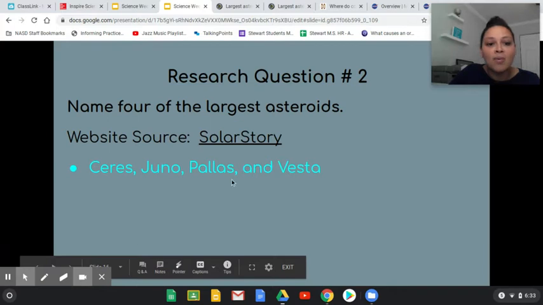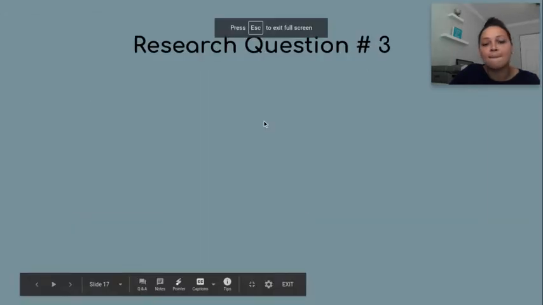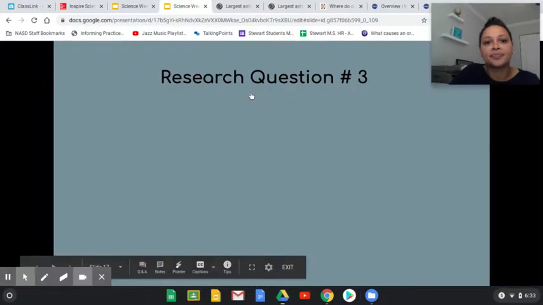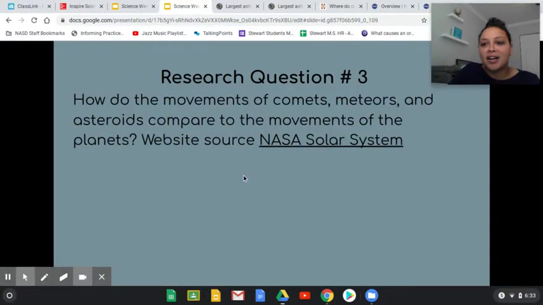All right, we have one more research question. All right, here is our last research question. How do the movements of comets, meteors, and asteroids compare to the movements of the planets?